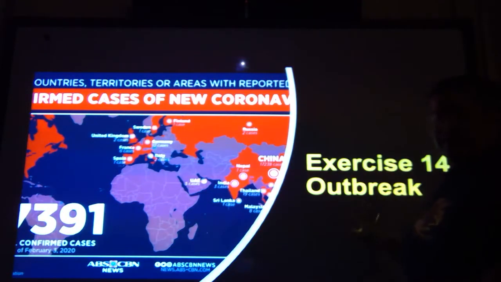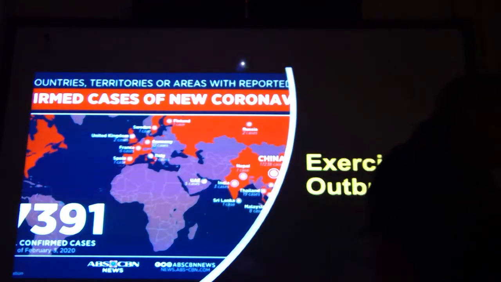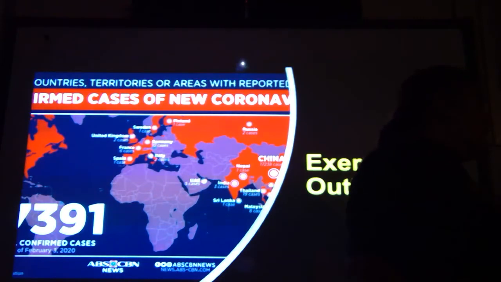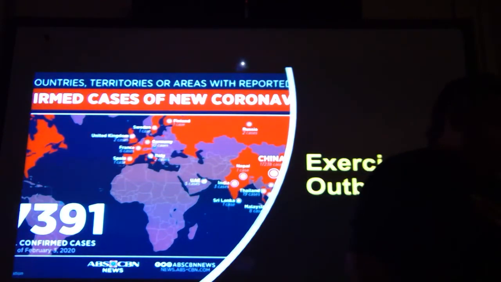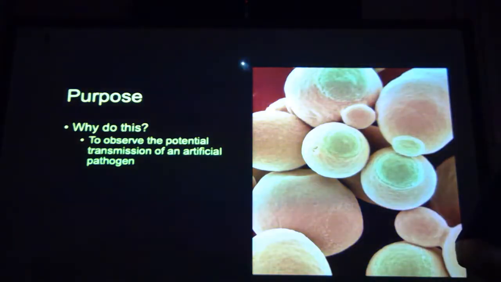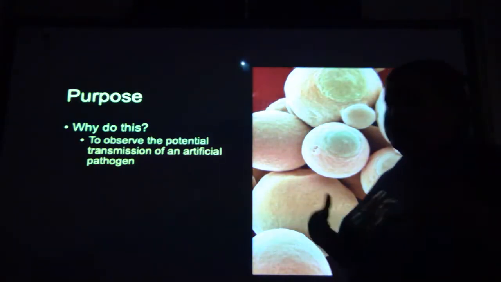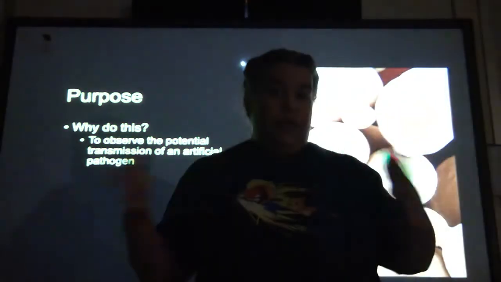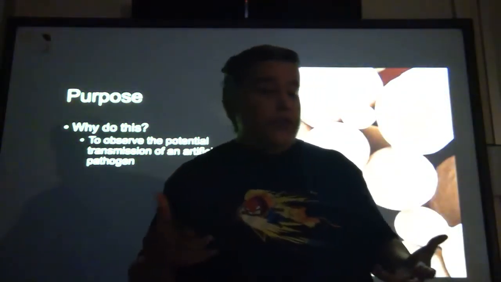So exercise 14, we are going to imitate an outbreak of a disease. So why would we do this? Basically, we're trying to mimic conditions for transmission of a pathogen between people in an actual population.